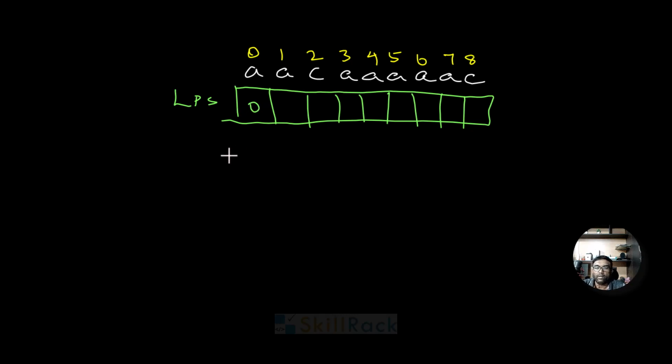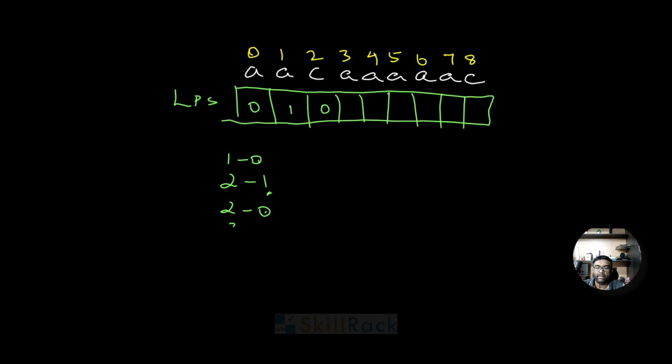Now you compare 1 and 0. Are they equal? Yes. So you add 1 to this 0, and it becomes 1. Now you compare 2 and 1. Are they equal? No, they are not equal. What is the previous value at index 1? 0. So you compare 2 and 0. They are not equal. Now before 0 you cannot go, so you add a 0 here. Now which one are you going to compare? 3 and 0.